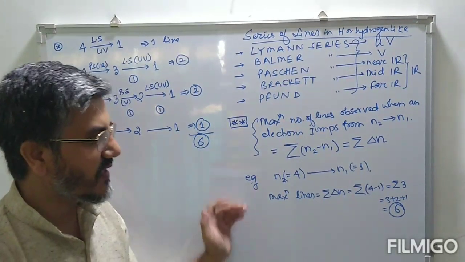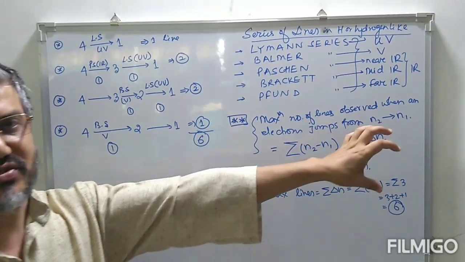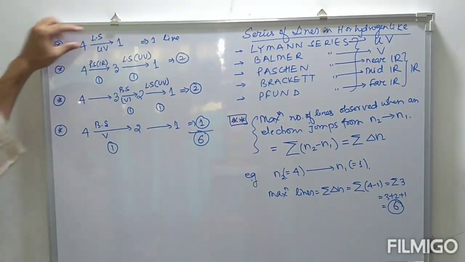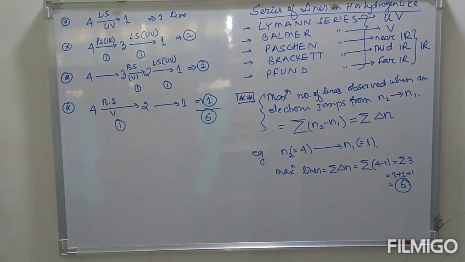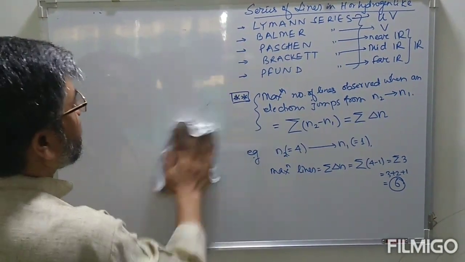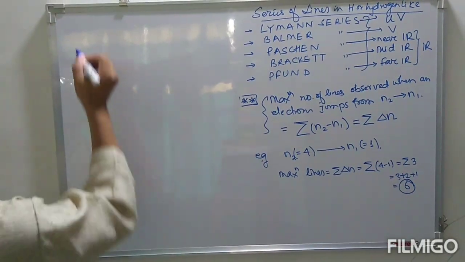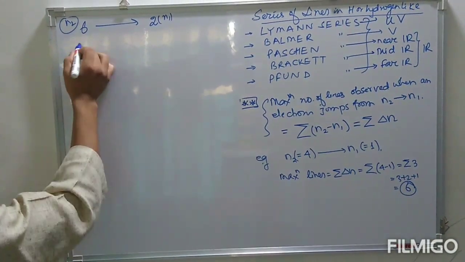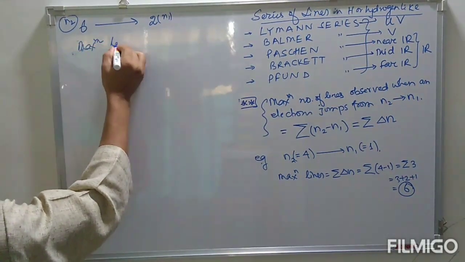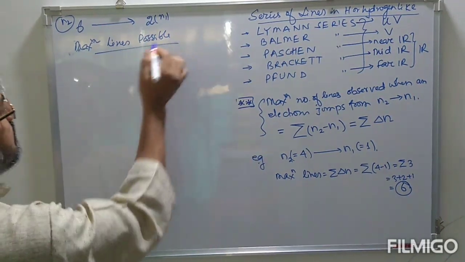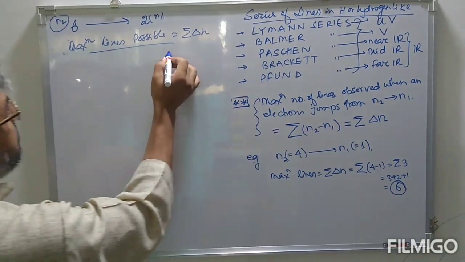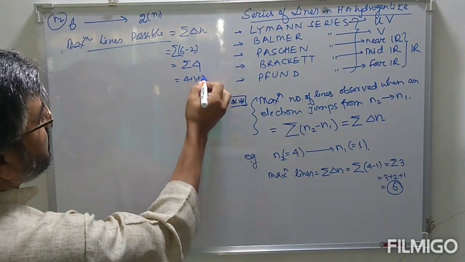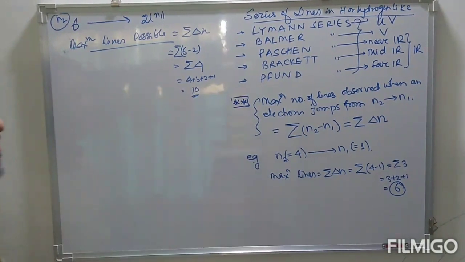So during any transition from any excited level to the ground state, we can calculate the maximum number of lines possible by use of this formula, summation of delta n. And once we know this, we can also find how many lines appear in ultraviolet, how many lines appear in other regions. So let me give you one more example here. Now, if the electron is coming from 6 to 2, that is n2, and this is n1. Maximum lines possible equals the summation of delta n. So this equals 6 minus 2, that is the summation of 4. So 4 plus 3 plus 2 plus 1, so this is 7, 10. There are 10 possible lines.